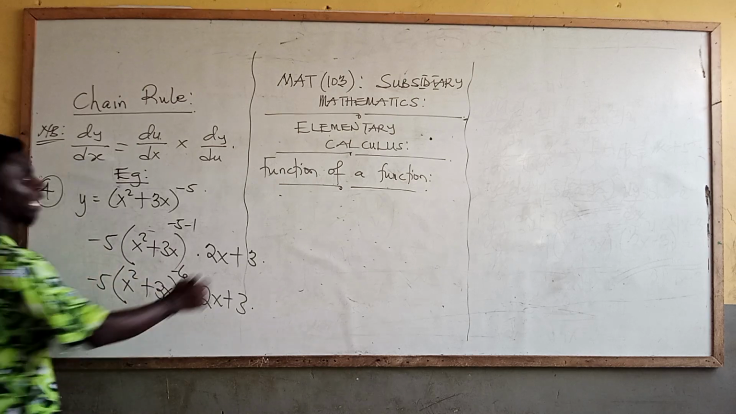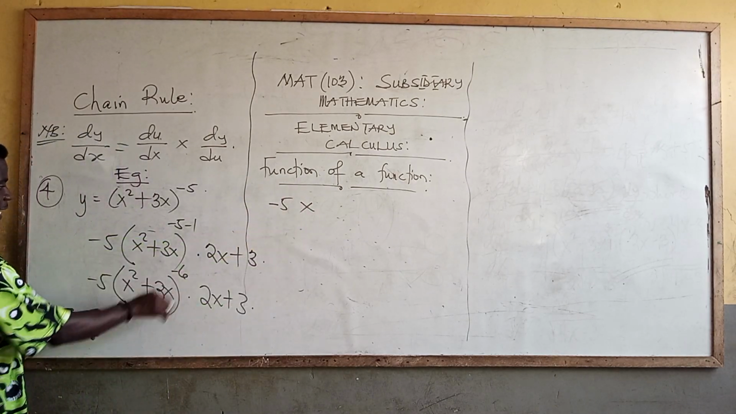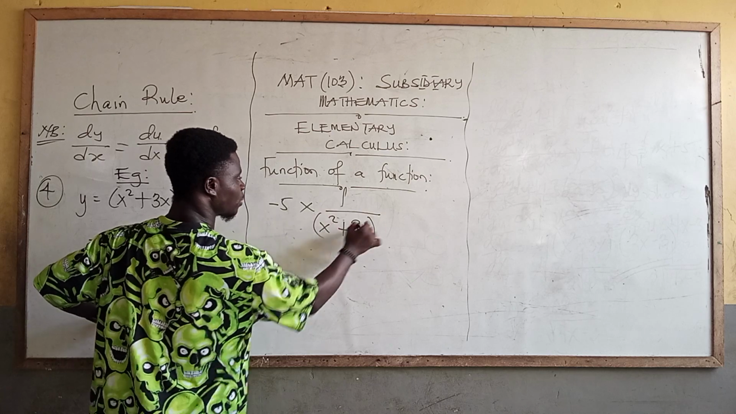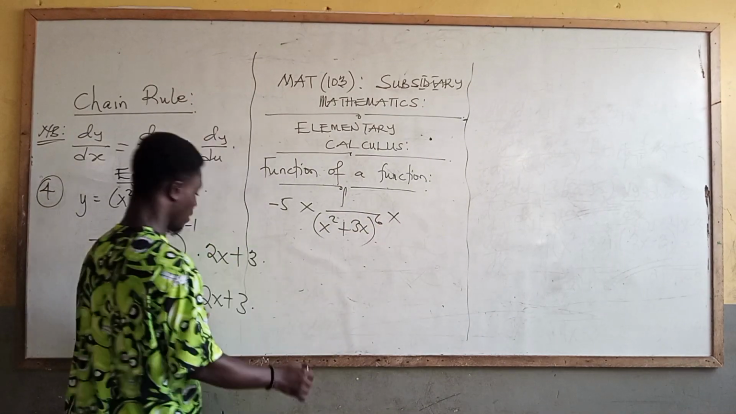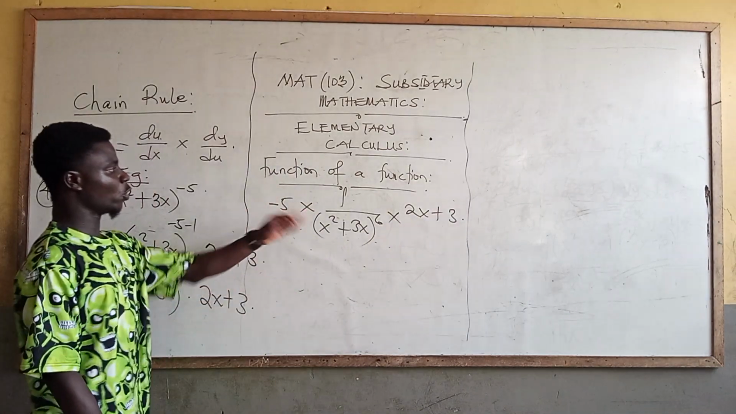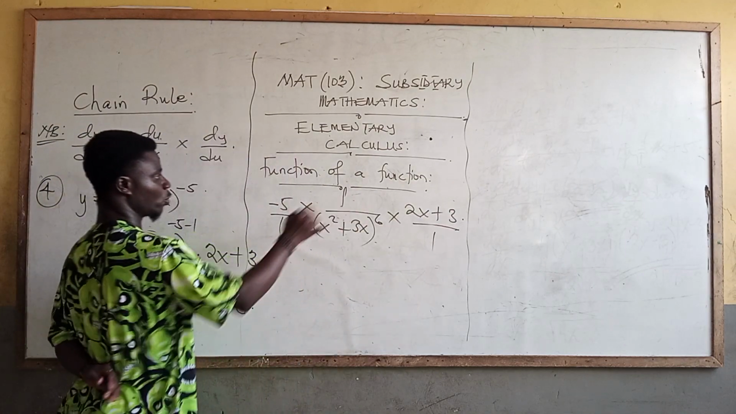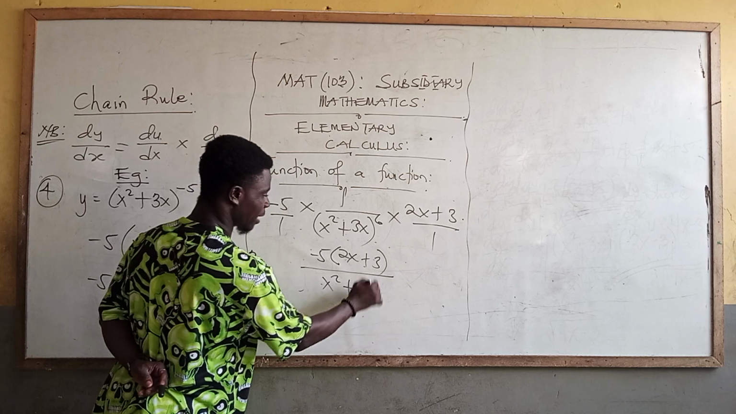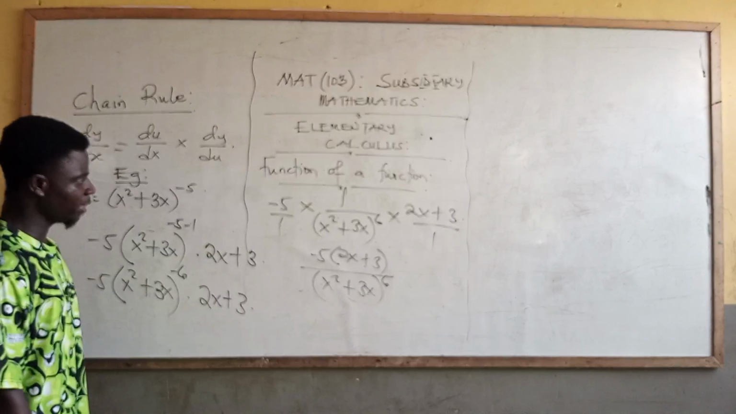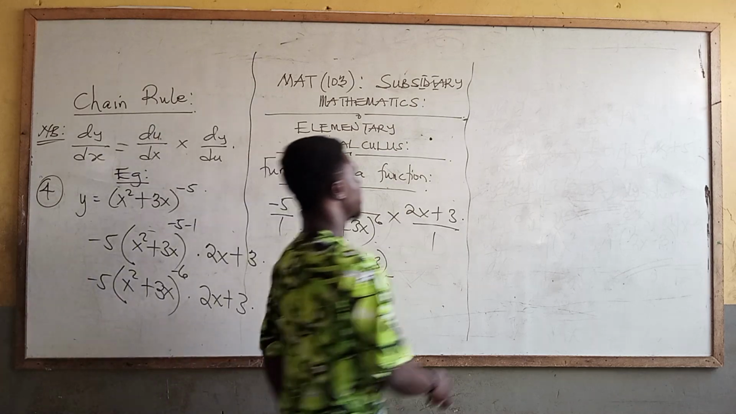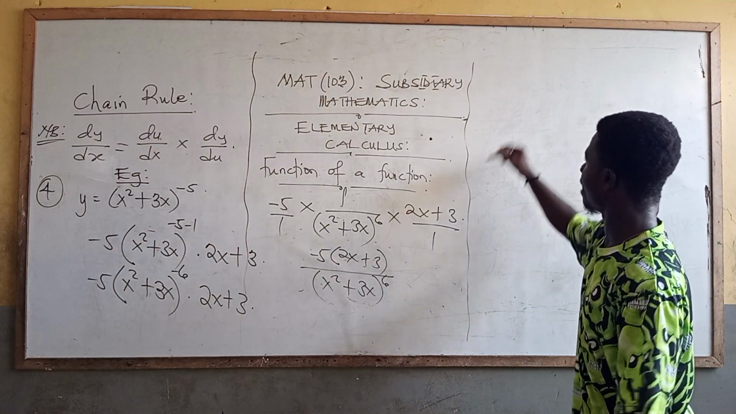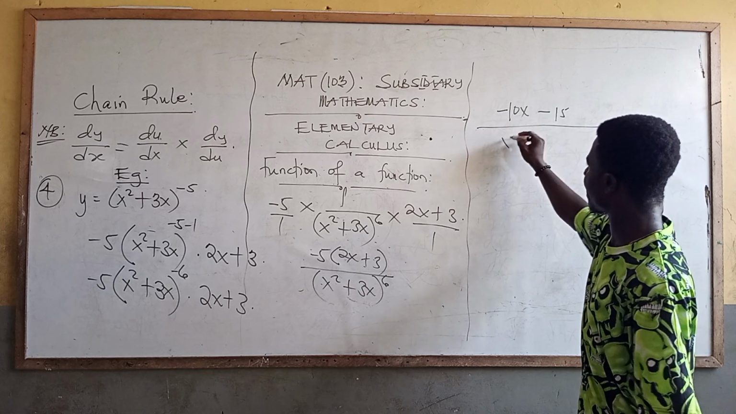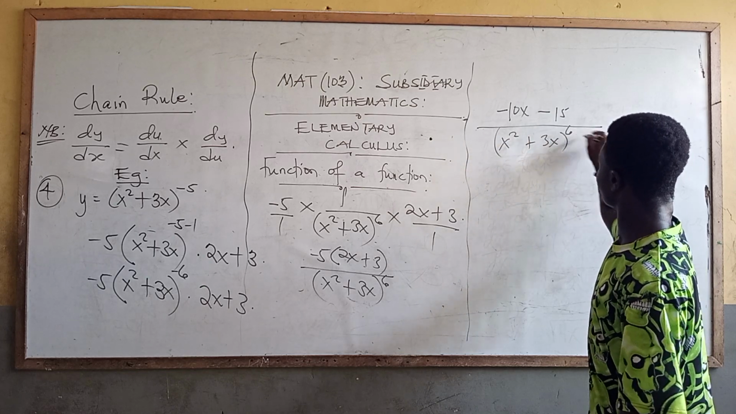This one can be rearranged as well. I get negative 5 times, I can take the inverse, which is 1 over (x squared plus 3x) to the power of 6, times (2x plus 3). So we can multiply; this one is over 1. So we get negative 5 times (2x plus 3) over (x squared plus 3x) to the power of 6. Right? So I can simplify it properly. Negative 5 times 2x we get negative 10x. Negative 5 times 3 we get negative 15, divided by (x squared plus 3x) to the power of 6.